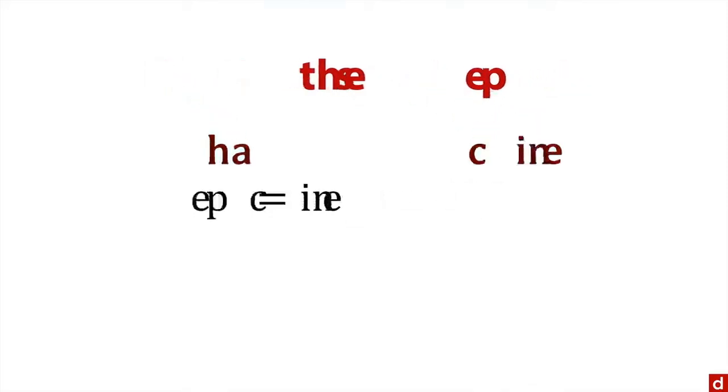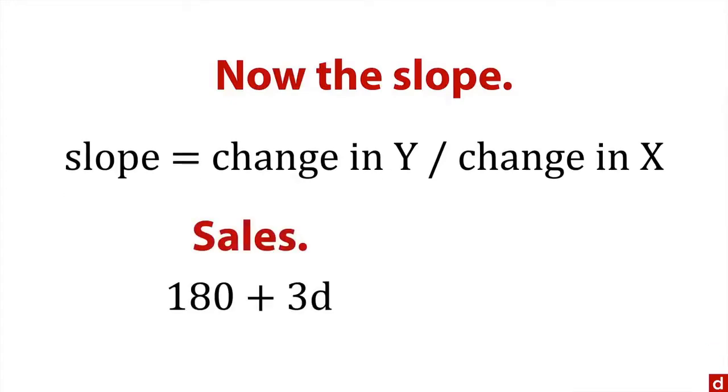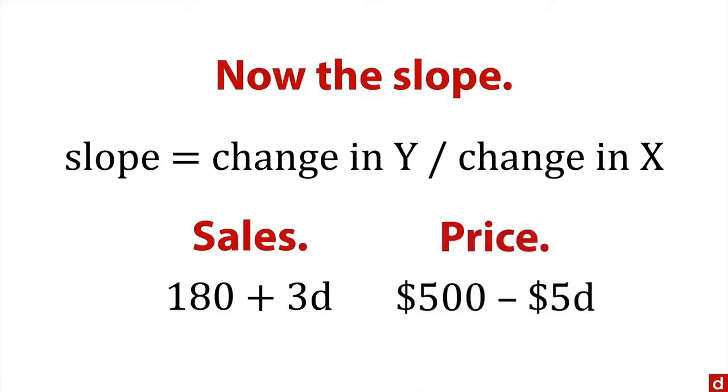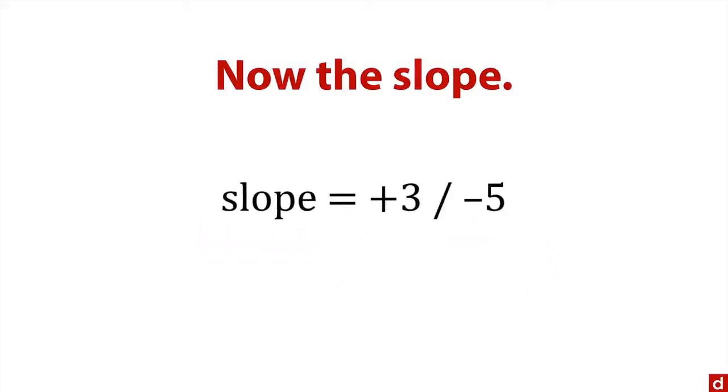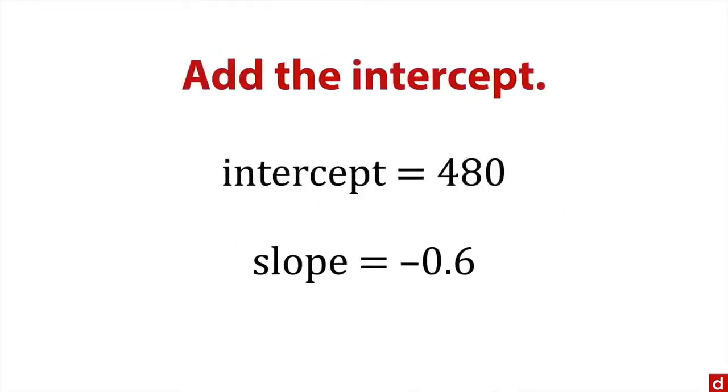And so now let's get the slope. The slope is equal to the change in y on the y-axis divided by the change in x. One way we can get this is by looking at sales: we get our 180 new subscriptions per week plus 3 for each unit of discount. And we take our information on price, $500 per year minus $5 for each unit of discount. Then we take the 3D and the 5D, and those will give us the slope. So it's plus 3 divided by minus 5, and that's just minus 0.6. The slope is equal to minus 0.6.